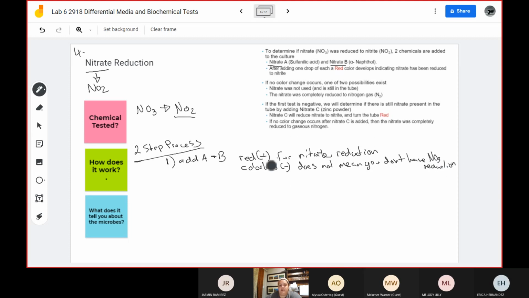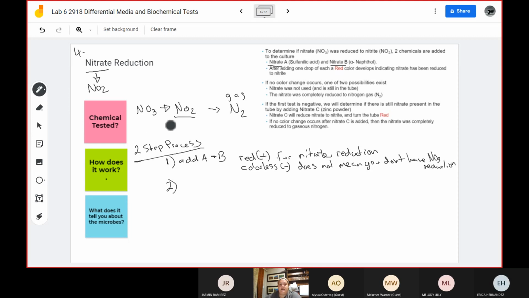That's why you need step 2. So step 2, if it's colorless, it either means that this process is not occurring at all, or that this process is occurring so efficiently that this is actually continuing on down this line and producing nitrogen gas, and that gas is essentially floating away and you're not detecting this middle step.